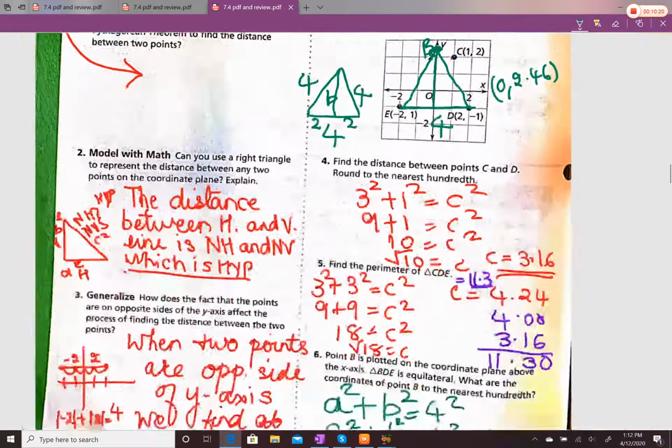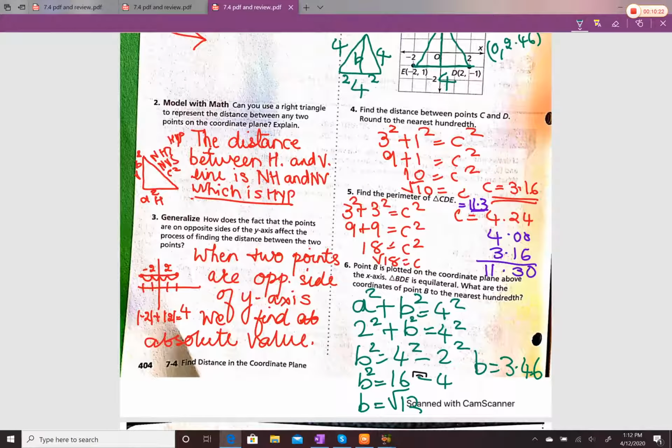So they're asking you what is the coordinate. So B will be at 0 and 2.46 to the nearest hundredth. So .46 can be rounded up to 2.5. Okay, so 2.5. Hopefully you understood.